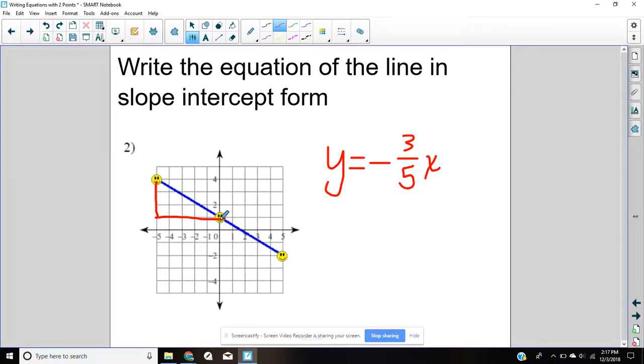And then from there, I'm going to look at my y-intercept and find that it's a positive 1. And there's my intercept and my slope. So I wrote the equation in y equals mx plus b form. And you now have a few examples that you can go off of as you move forward.